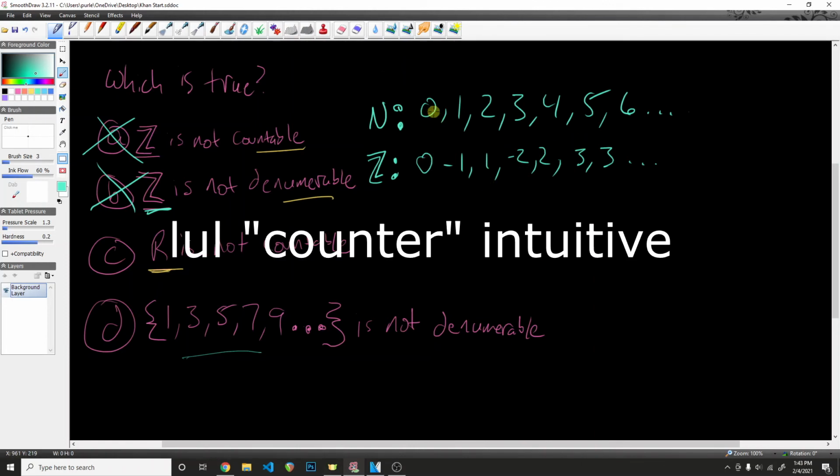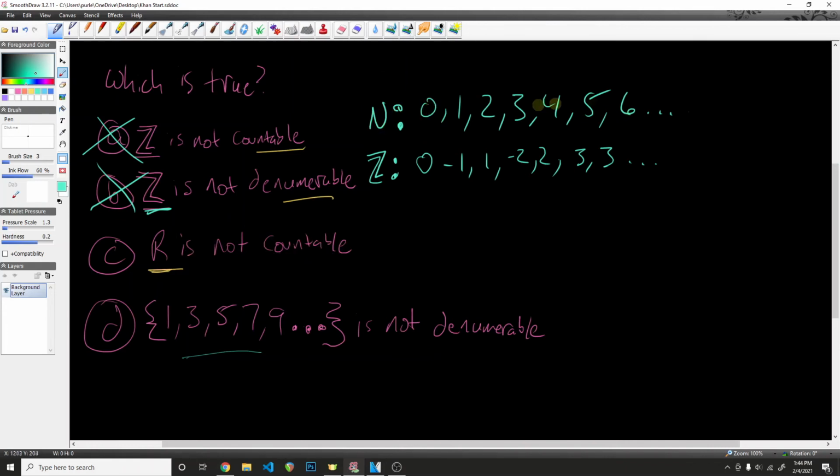And that's the counterintuitive, mind-blowing thing about this, is that even though we have the natural numbers, which range from 0 all the way up to positive infinity, and then you have the integers, which range from negative infinity all the way up to positive infinity, they're actually the same size. And we know that because we can map this one to this one, this one to this one, this one to this one, and this one to this one, and so forth.